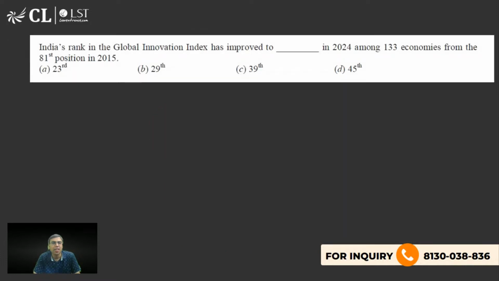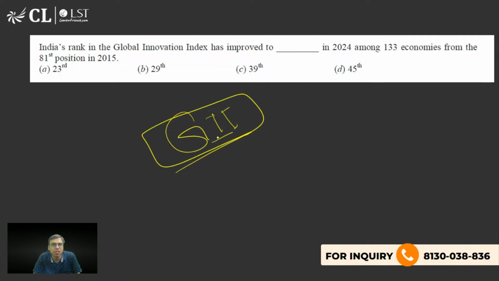Yes, you got it right. India has got how much rank in the Global Innovation Index in 2024? So in 2015 it was 81. Now we have improved much. And which organization comes up with this report?